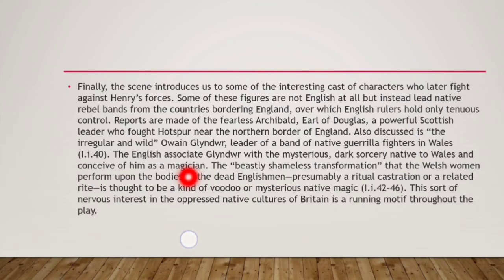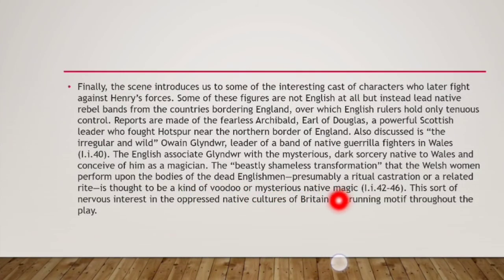It is not sure whether Glendower was in real life a person who practiced sorcery or black magic, but since he is Welsh, there is always this tendency to demarcate the other as being mysterious and powerful. Hence Glendower is portrayed as a magician or a sorcerer. The beastly, shameless form that Welsh women perform upon the bodies of dead Englishmen, presumably a ritual castration or a related rite, is thought to be a kind of voodoo or a mysterious native magic.